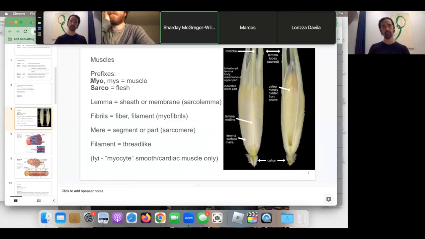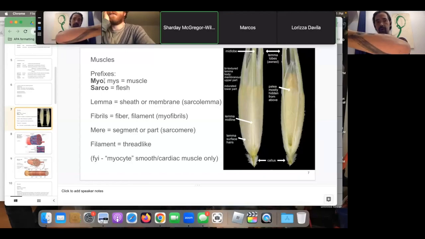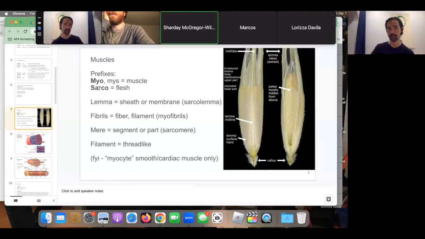So prefixes, myo meaning muscle, mys meaning muscle. Don't forget or recall that mys, myo, are named after the Latin meaning mouse. So muscles resemble mice underneath the skin. And that's what the ancients, at least in that part of the world, thought they looked like. And then sarco refers to flesh. So sometimes muscles will be referred to as sarco, or parts will be referred to by sarco, and sometimes they'll be referred to by myo or mys. They are basically the same.